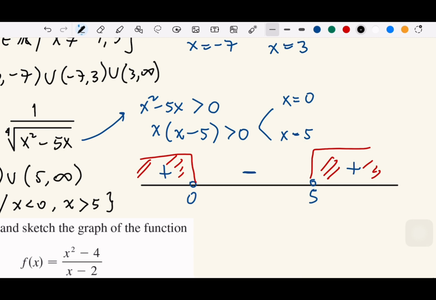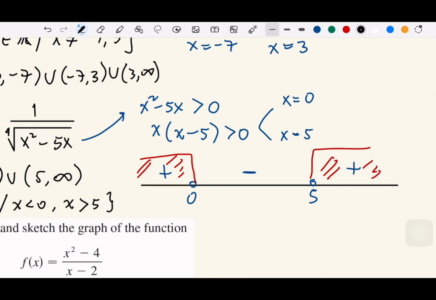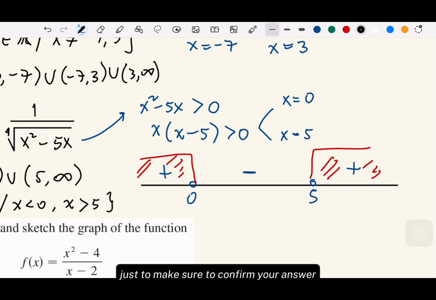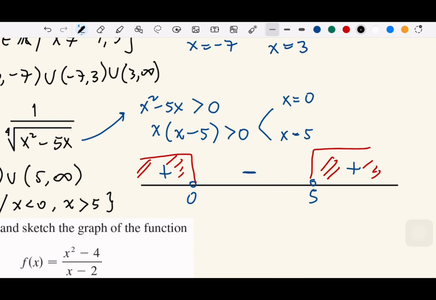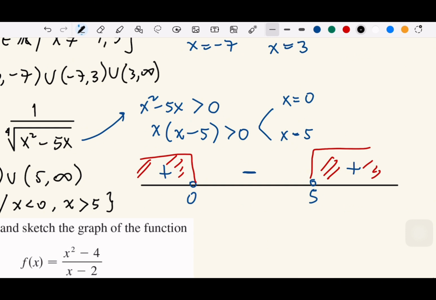Okay. But if you are already familiar and you already know your calculation, sometimes you can skip this. This is just to help. If you feel nervous, just to confirm your answer, draw a number line and try the intervals. Because sometimes when you have more complicated functions, it's not as simple as this. This will be really helpful in chapter 4, when we sketch a graph using calculus. Okay. Yes? Is it greater than or is it greater than?